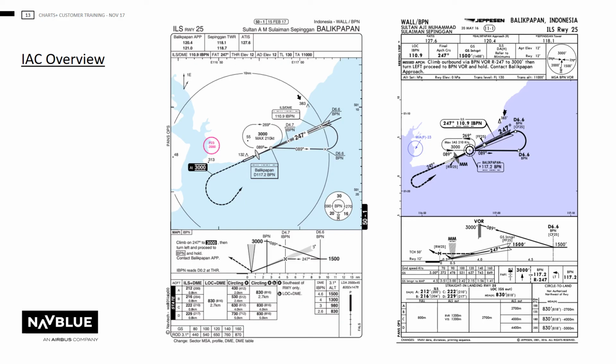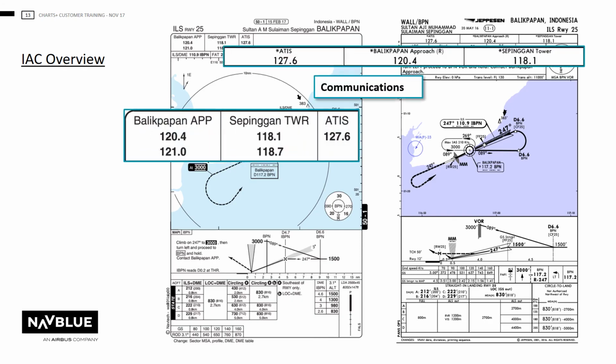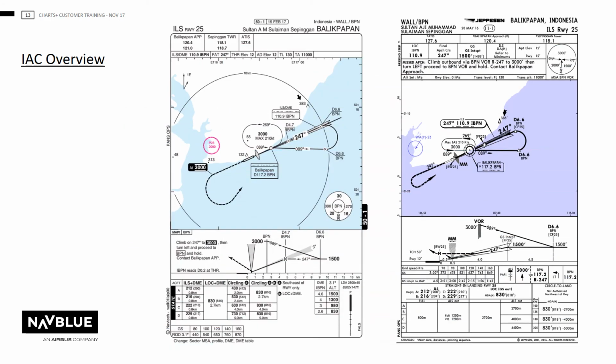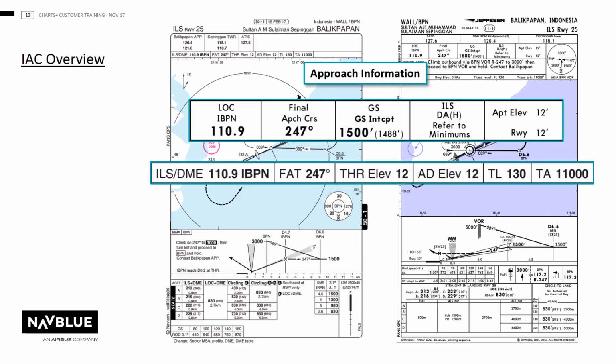We can now look at the differences between the NavBlue and Jeppesen charts. The communications area on NavBlue charts is located at the top and will be in order. The approach information, NavBlue will show the main approach aid, the final approach track, the threshold and aerodrome elevation, the trans level and trans altitude.